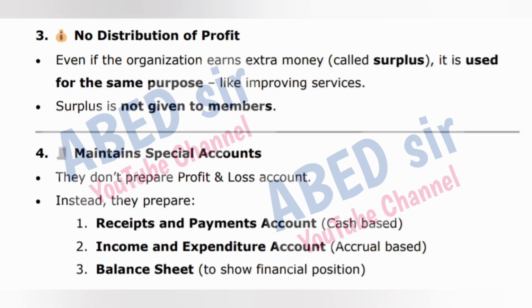3. No distribution of profit. Even if the organization earns extra money, called surplus, it is used for the same purpose, like improving services. Surplus is not given to members. 4. Maintains special accounts. They don't prepare profit and loss account. Instead, they prepare 1. Receipts and payments account, cash-based. 2. Income and expenditure account, accrual-based. 3. Balance sheet, to show financial position.